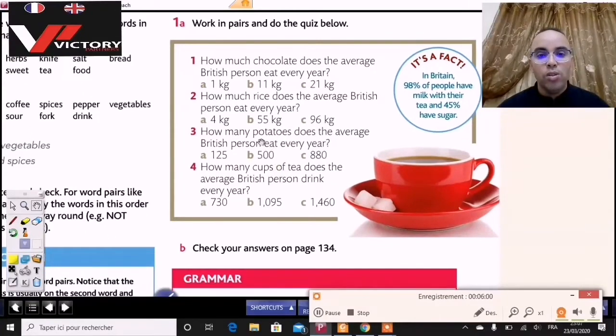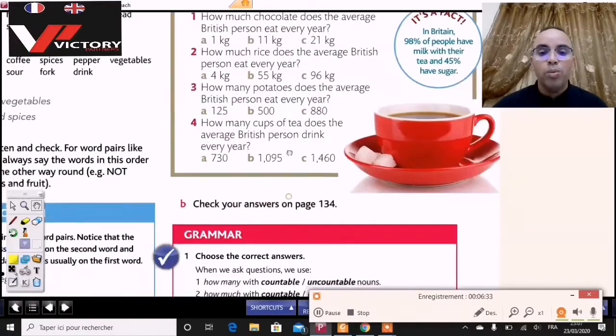Now move to observe the words that come after many, like potatoes and cups. Are they countable or uncountable nouns? Can we say one potato, two potatoes, three potatoes, and so on? Can we say one cup, two cups? We already said that countable words are the words that are able to be counted and form plural, and that uncountable nouns are the words not able to be counted and that cannot form plural.